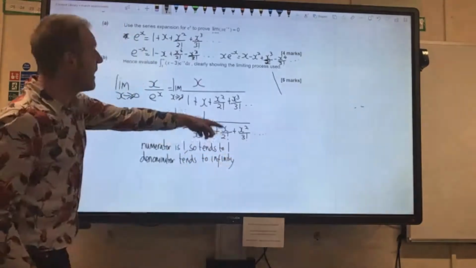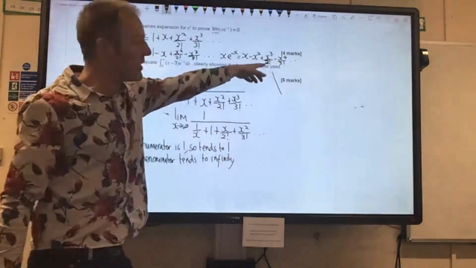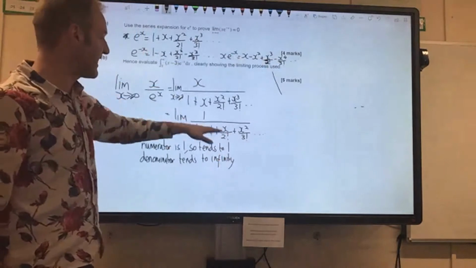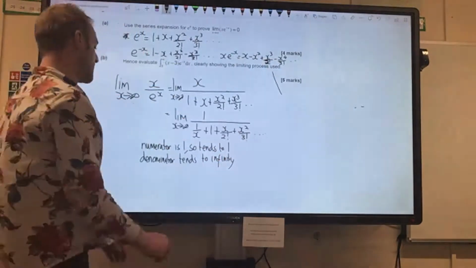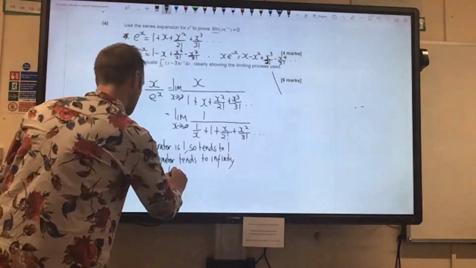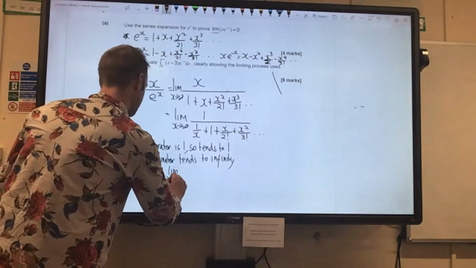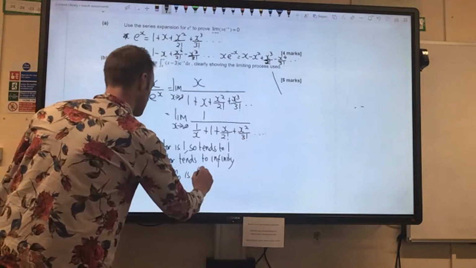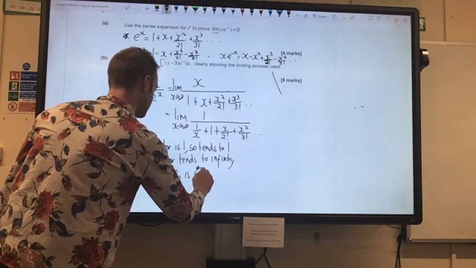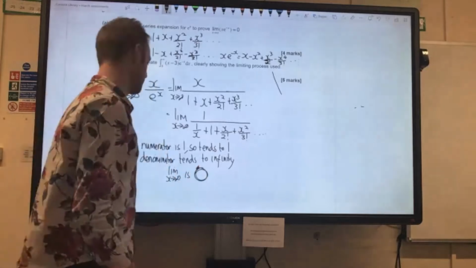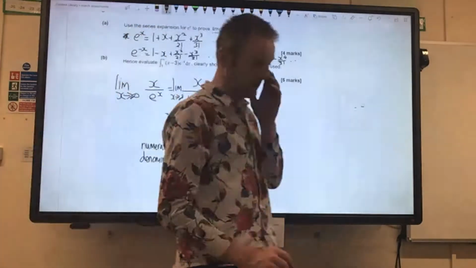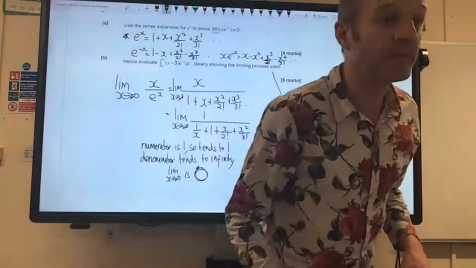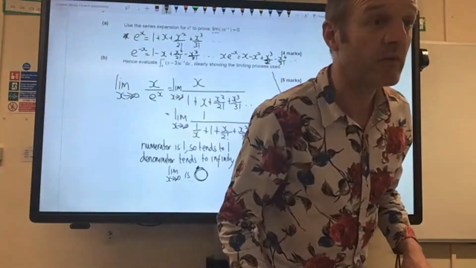Because they're all positive. When they're alternating sign, I've no idea when it comes to the bottom, they're all positive. As x gets larger, the bottom gets larger. So we've got the limit as x tends to infinity is 0. So, okay, now does that make 0? Sorry? I don't see why it is 0.